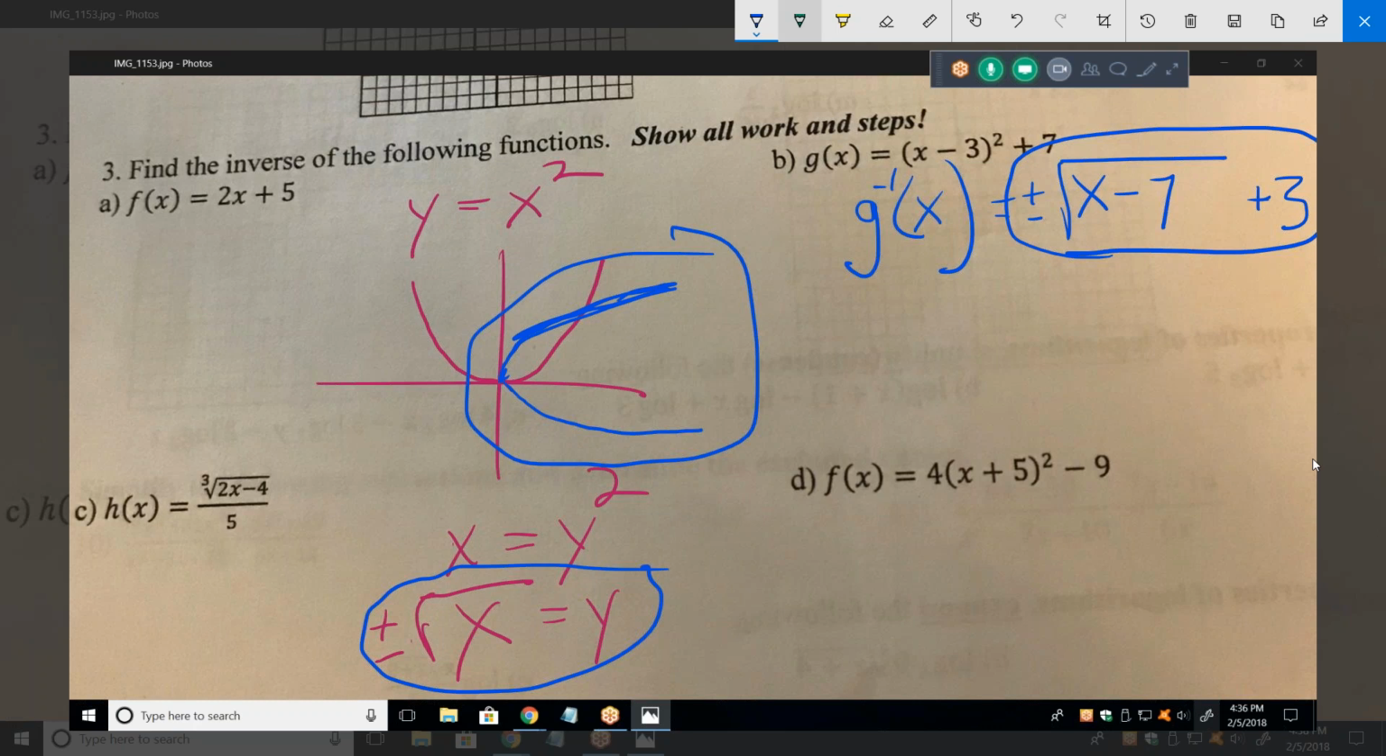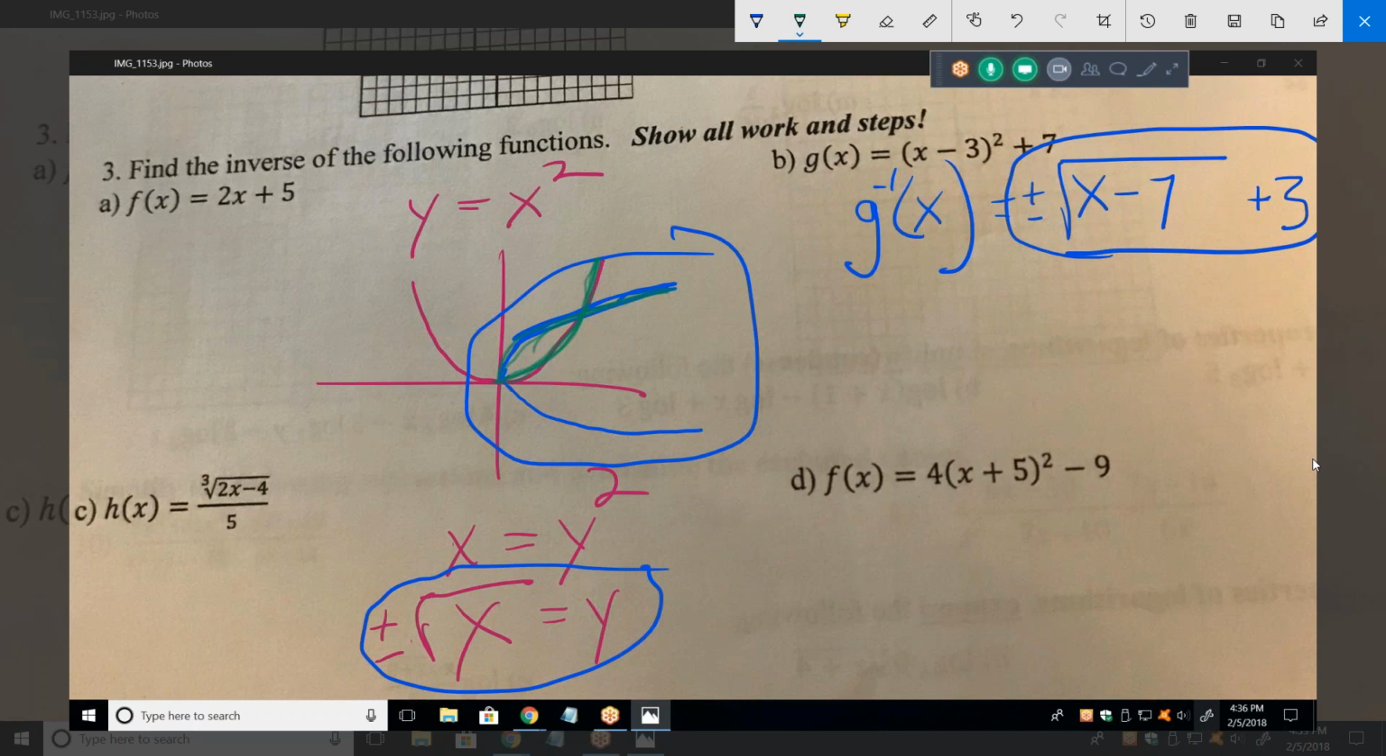In other words, if they would have restricted x to just this part right there, then I can take the inverse of that and I have a function. It's this part right there. That is a function. But since they didn't restrict any of it, then we have to do the pure mathematics of it. And the pure mathematics means it's plus or minus the square root.